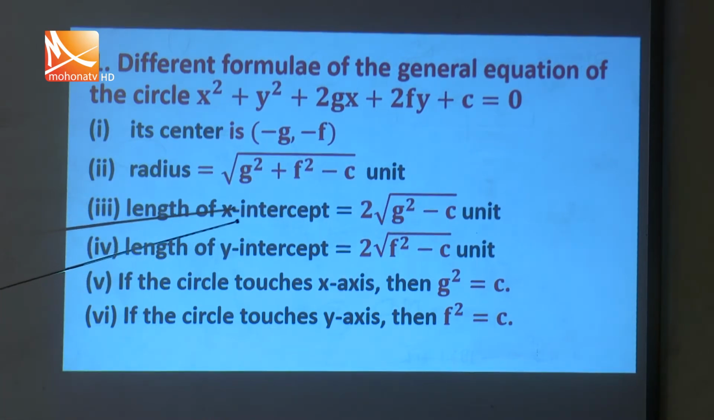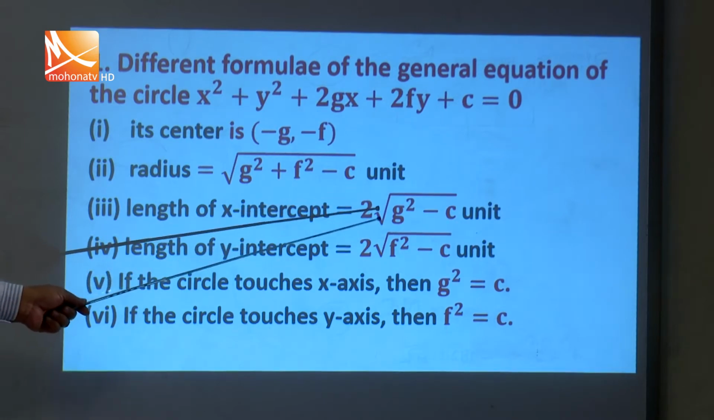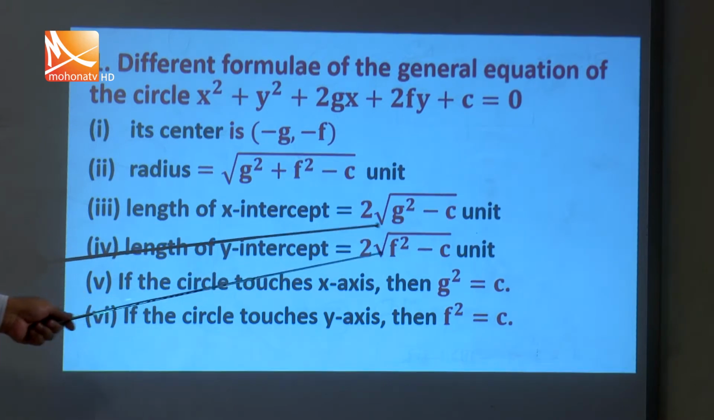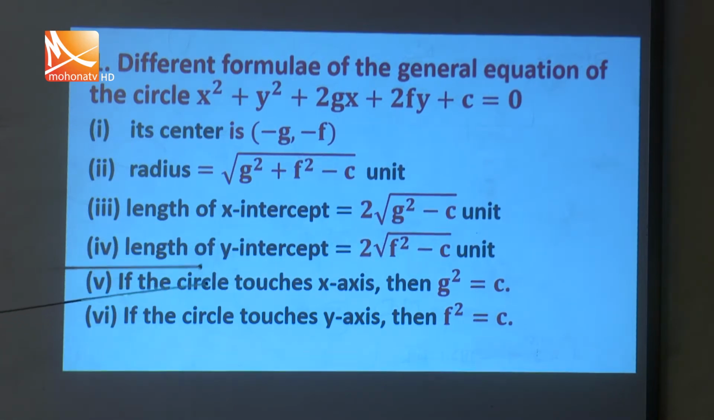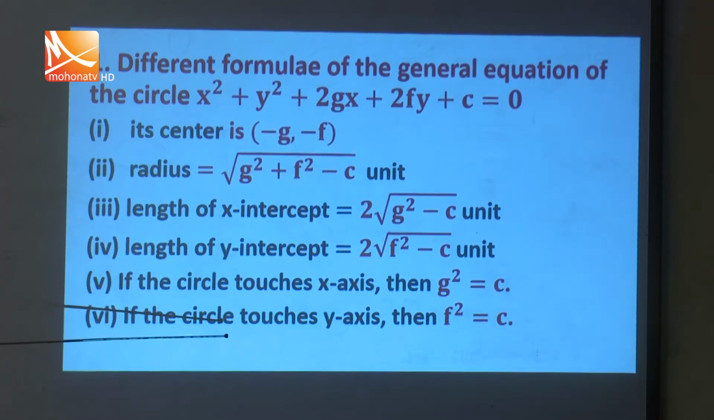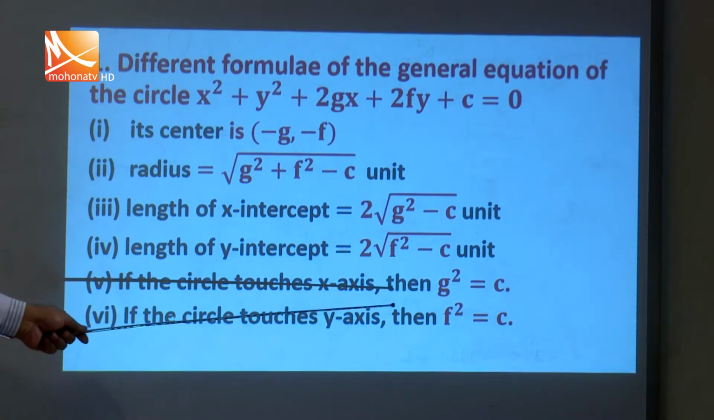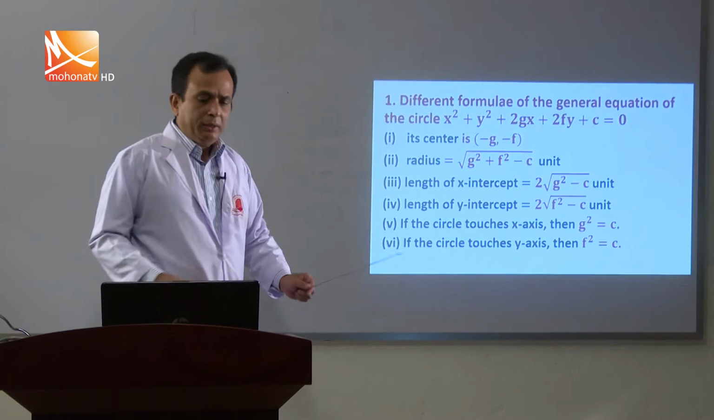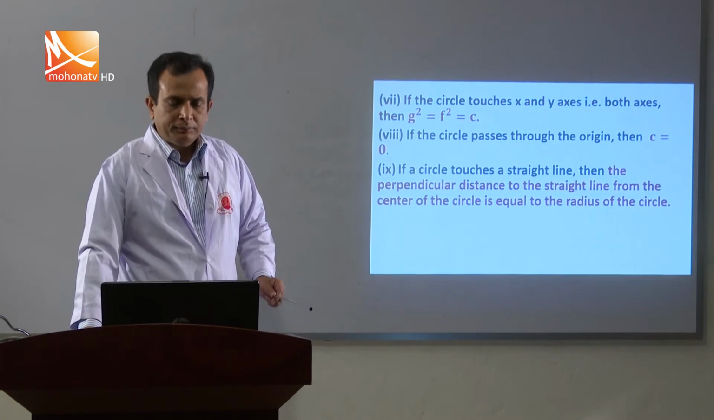Length of the x intercept is 2 root g square minus c units. Length of the y intercept is 2 root f square minus c units. If the circle touches the x-axis, then we get the relation g square equals c. If the circle touches the y-axis, then we get the relation f square equals c. Okay, then we are going to the next slide.